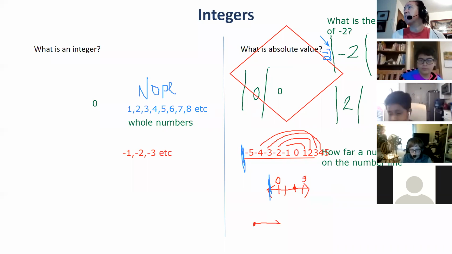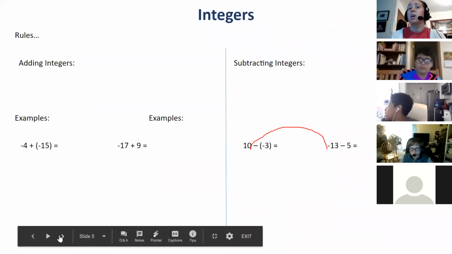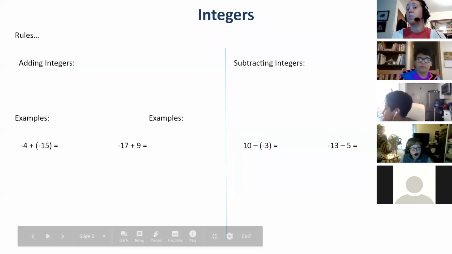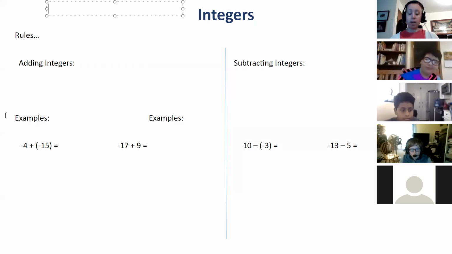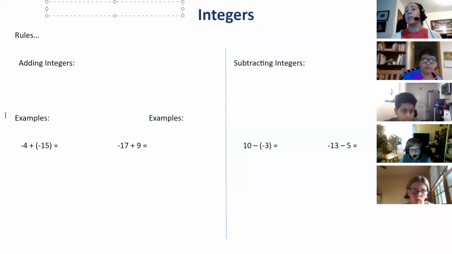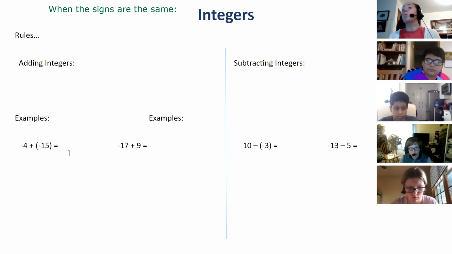Okay, I'm going to advance our slides here. Sorry to destroy the artwork. Okay, we're going to talk about the rules now. So there's 2 ways that I want you to think of this. When you're adding integers, we're just going to focus on that for now. You're going to look for when the signs are different. So we'll talk about when the signs are the same first. They're both negative, or both positive.